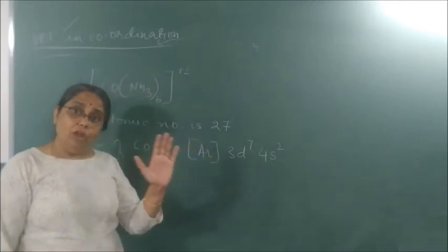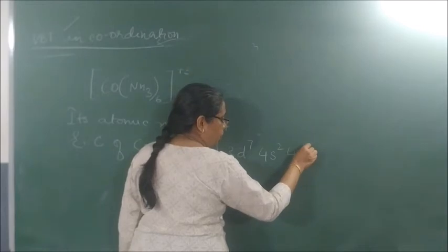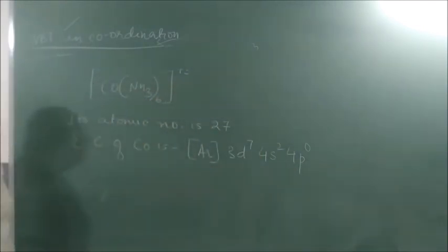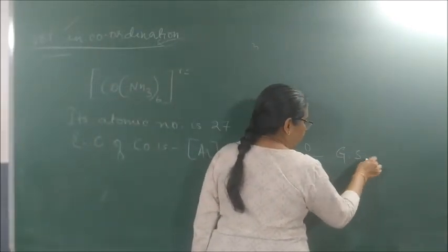We will even involve 4p, so write it here only. 3d7, 4s2, 4p0. Which state is this? It is the ground state electronic configuration.